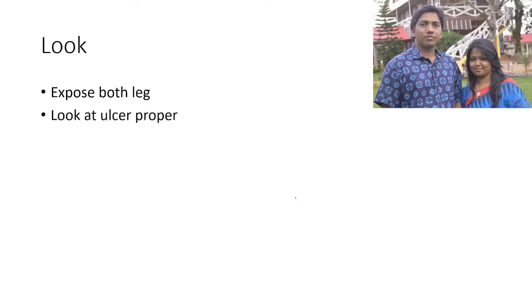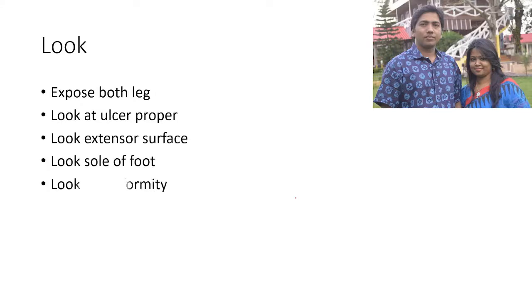You need to first of all look at the ulcer proper, the ulcer area, and after that, if the ulcer is on the flexor surface, you need to examine the extensor surface as well as the sole of the foot. Don't miss looking at everything: the sole and extensor surface of the opposite limb, and the sole and extensor surface of the affected limb as well. Then look for deformity, whether there is foot drop or claw foot or anything, or necrodactyly.